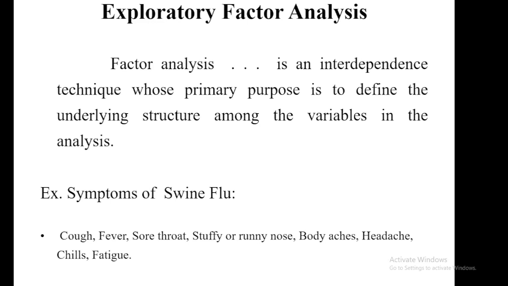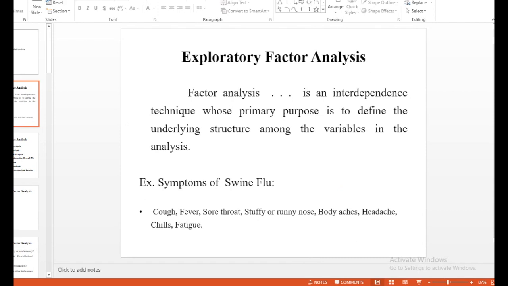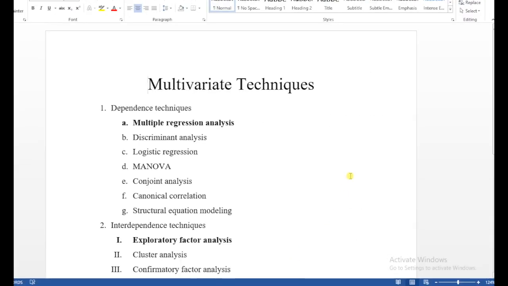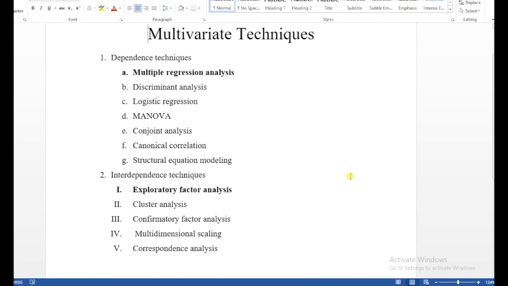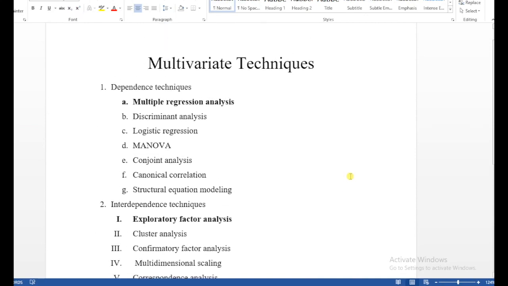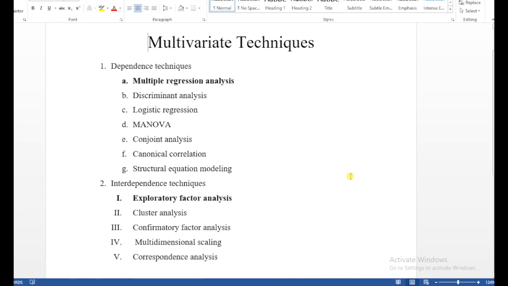Exploratory factor analysis is a multivariate technique. There are three types of technique: univariate, bivariate, and multivariate. Exploratory factor analysis is an interdependence technique. We can divide multivariate techniques into two parts: the dependence technique and the interdependence technique. So what is the difference between dependence and interdependence techniques?